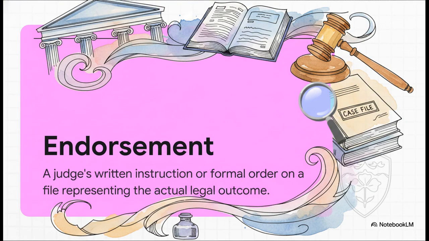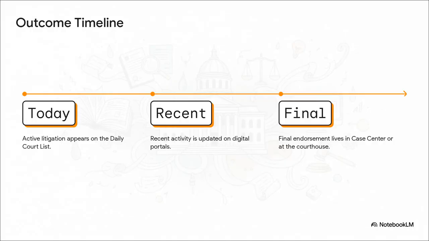But what exactly is an outcome? Online summaries really only tell half the story. The true legal outcome is the endorsement, which is often literally a judge's handwritten instruction scribbled right on the file. Understanding when a record appears online is vital. Active litigation shows up on the daily court list. Recent activity hits the digital portals. But that final endorsement lives in cloud platforms like Case Center or physically at the courthouse.